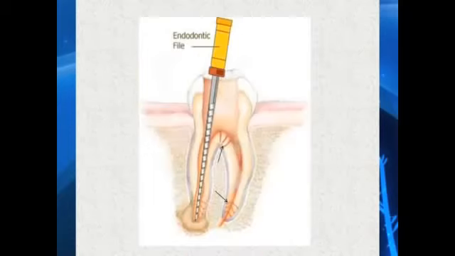Here's another representation of a dentist doing a root canal. You'll notice that the file is in one of the main canals, but you'll also notice some lines coming off to the side. Those are called accessory canals, and they still maintain some blood and nerve tissue inside. There's not a way to clean those out.